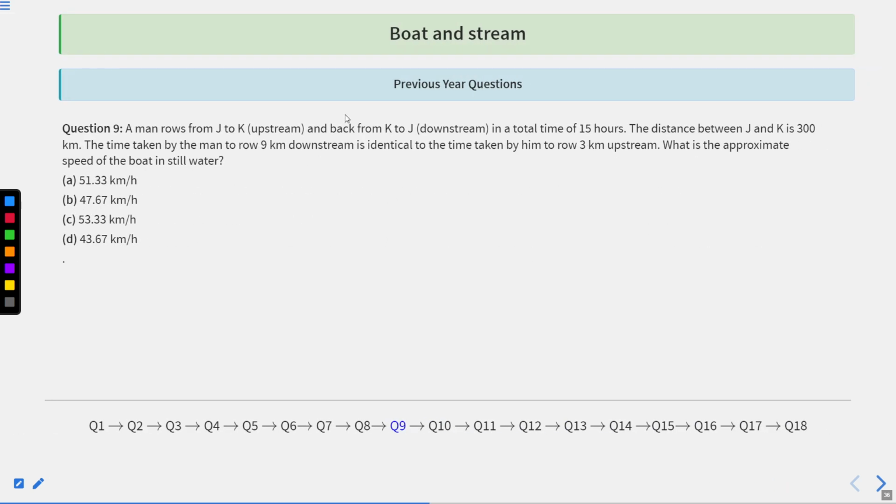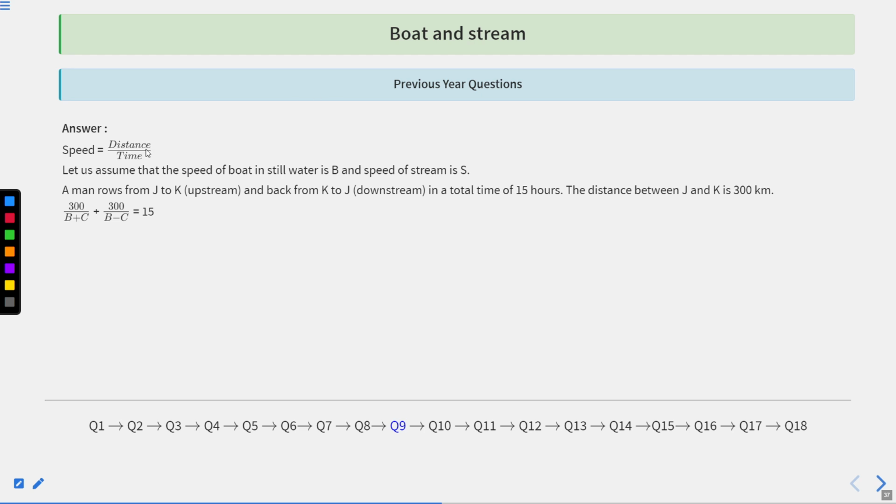A man rows from J to K upstream and back from K to J downstream in a total time of 15 hours. The distance between J and K is 300 km. The time taken by the man to row 9 km downstream is identical to the time taken by him to row 3 km upstream. What is the approximate speed of the boat in still water?